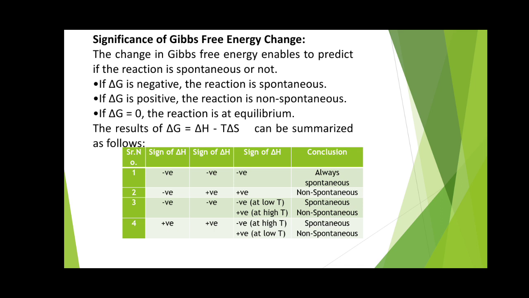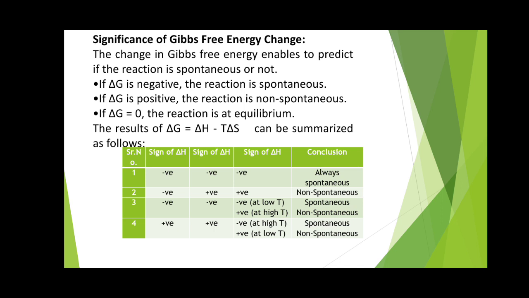So we have categorized the value of delta G into three different signs, that is negative, positive and zero. If delta G is negative, then the reaction is spontaneous. Remember, for any chemical reaction, if you want to know the thermodynamic parameter, if delta G is negative, simply call that reaction spontaneous. If delta G is positive, then the reaction becomes non-spontaneous.